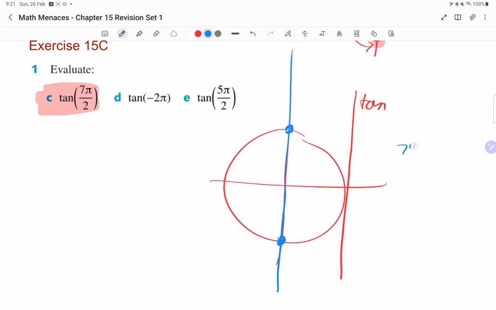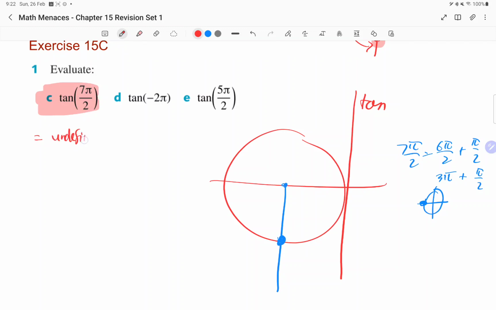So once again, 7 pi on 2 is 6 pi on 2 plus pi on 2. And 6 pi on 2 is 3 pi, and that's the point on the left, right? Plus another pi on 2, so it's shifted to the bottom point. So that's actually going to be the point at the bottom here. And when you draw the line from the center through that point, does it cut through the tangent line at all? No. Which means that will be undefined, because it never cuts through the tangent line.